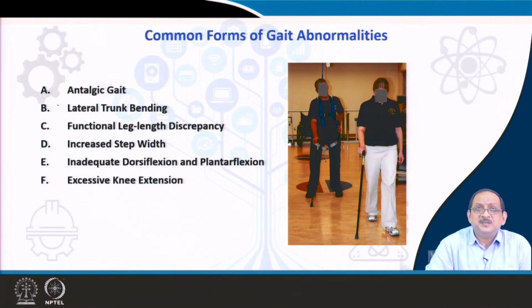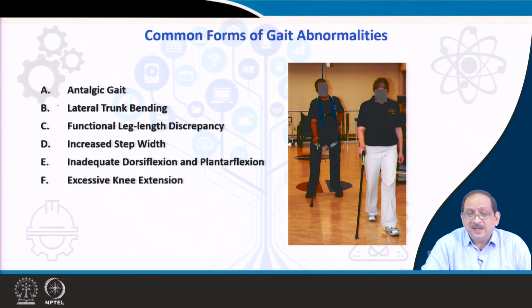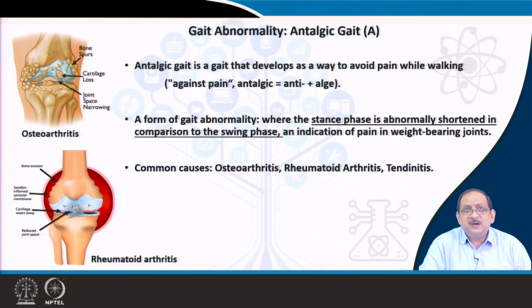Let us come to the second topic, the common forms of gait abnormalities. The common forms of gait abnormalities are antalgic gait, lateral trunk bending, functional leg length discrepancy, increased step width, inadequate dorsiflexion and plantarflexion, excessive knee extension. Now, let us consider the gait abnormality regarding antalgic gait.